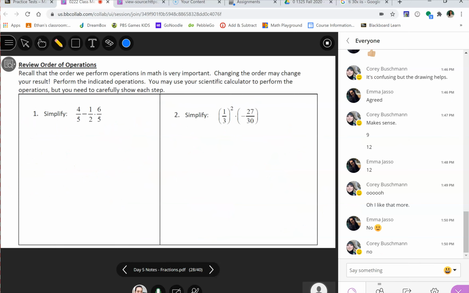So here's the deal, y'all. You're going to do order of operations just like we've always done. Please excuse my dear Aunt Sally, just like we've always done. Please excuse my dear Aunt Sally.